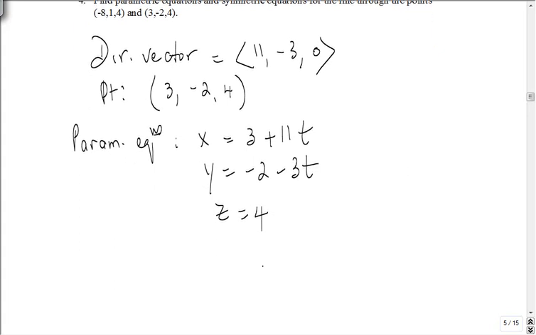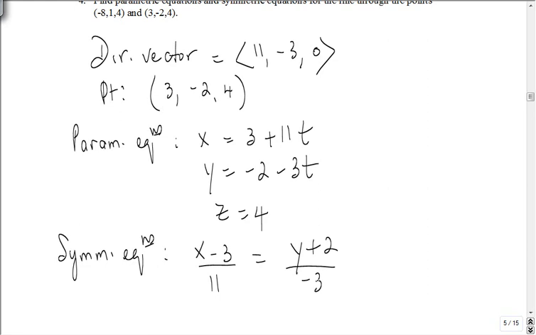So if you notice, there is no t in the last one. Therefore, when you are writing your symmetric equations, there is no t to solve in the last equation. So you just solve the first two. (x minus 3) over 11 equals (y plus 2) over -3. That's all you can solve for t. Put a semicolon and then put z equals 4 separately, or underneath, wherever you want to put it. Any questions?